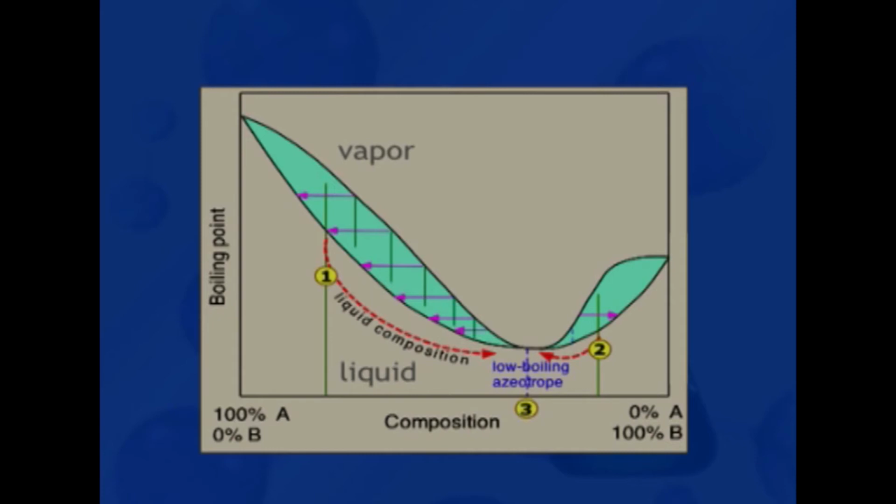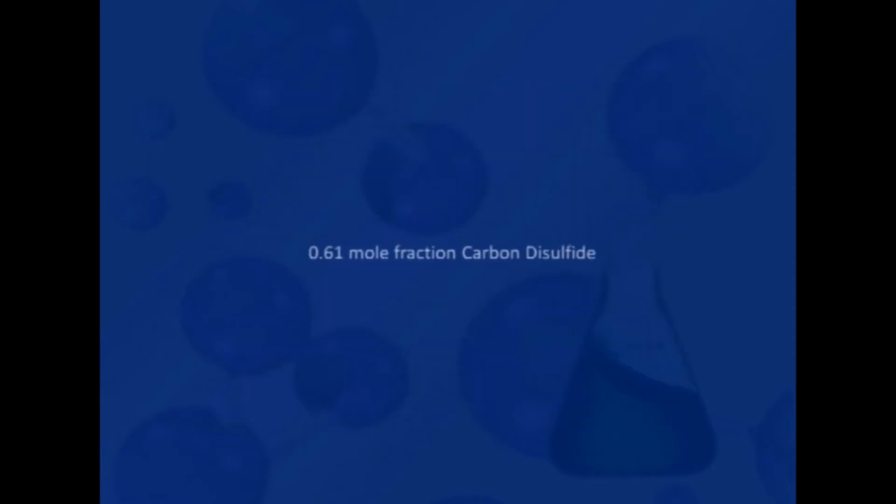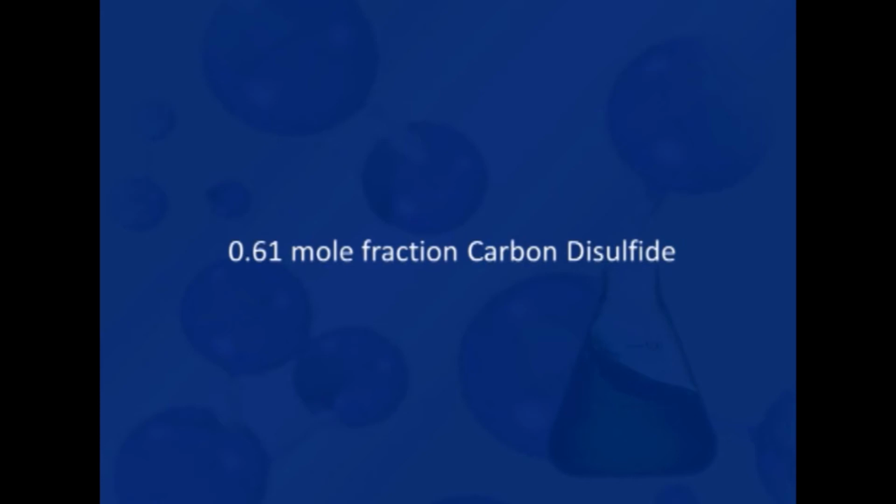The characteristic of such a mixture is that the total pressure goes through a maximum and therefore the temperature goes through a minimum. At this point, the concentration in the vapor phase is the same as the concentration in the liquid phase. This concentration is known as the azeotropic composition. In this case, it is 0.61 mole fraction of carbon disulfide.